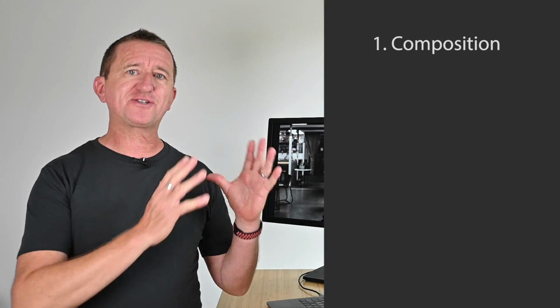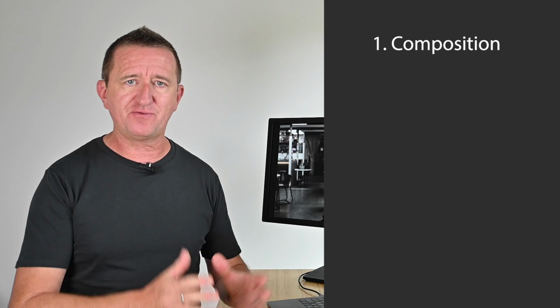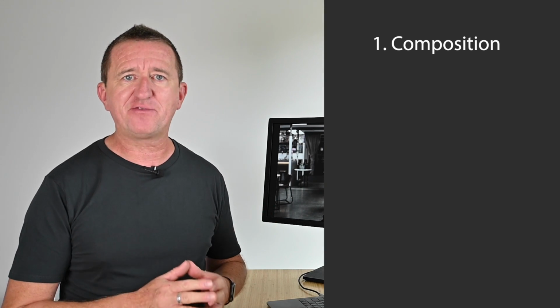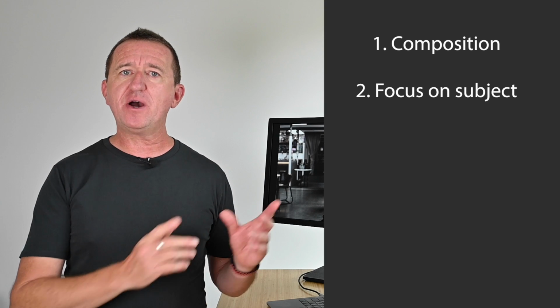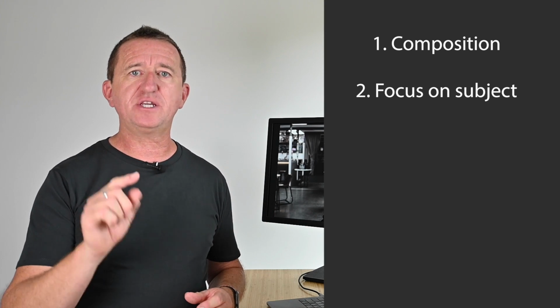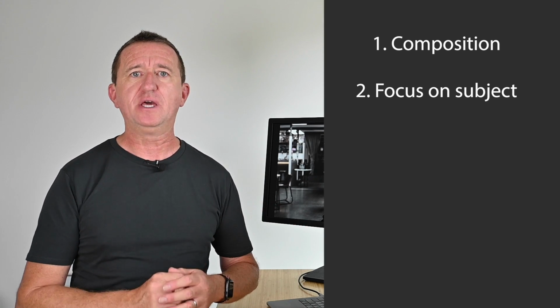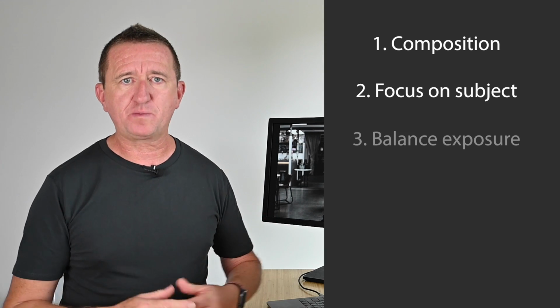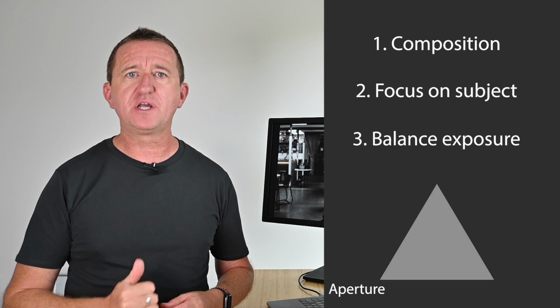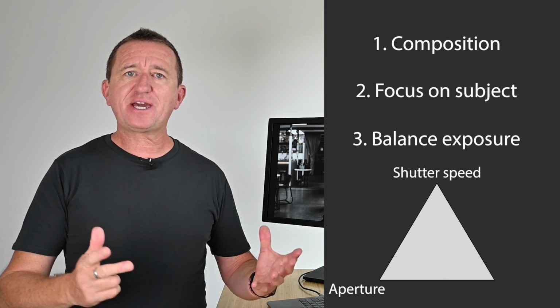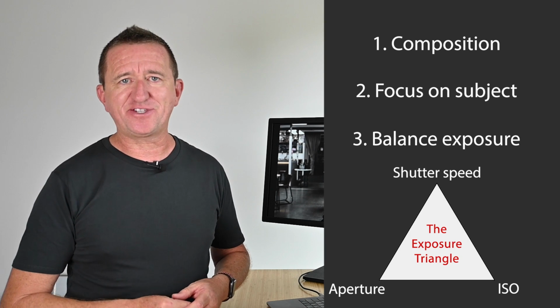Number one, always composition. Remember composition rules. I can't stress that one enough. Number two, focusing. You want to make sure your subject's in focus. Remember earlier I shared a tip about focusing on the eyes. Incredibly important. And finally, balancing exposure. Usually thinking about my aperture first because of depth of field, then the shutter speed, and then occasionally maybe tweaking the ISO.